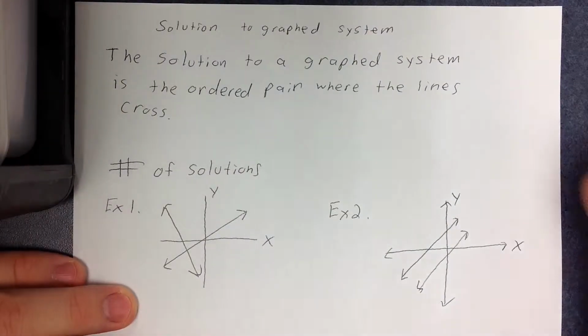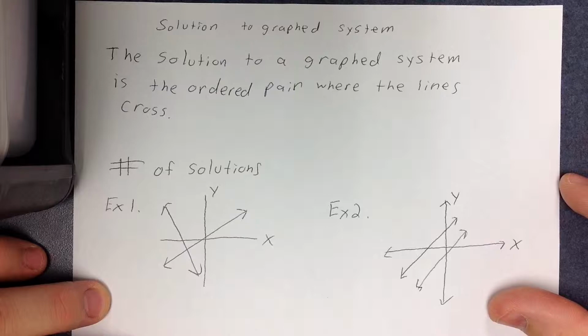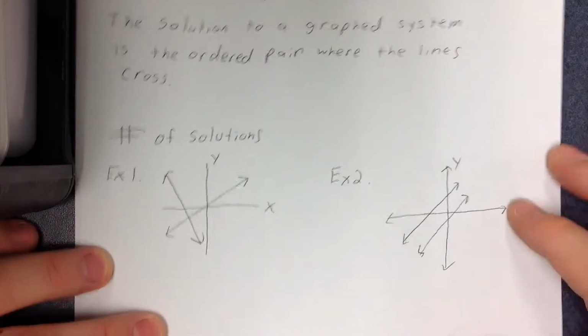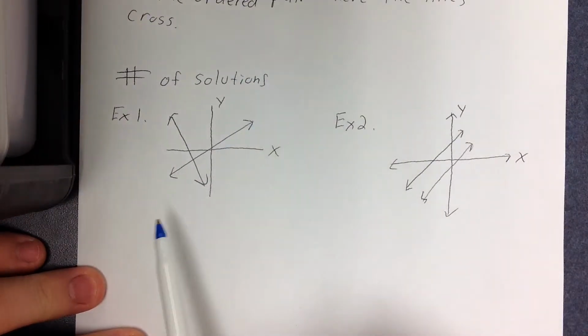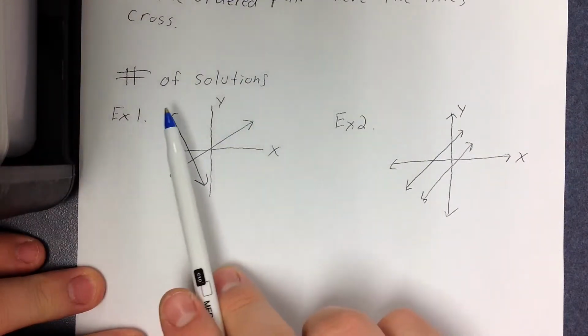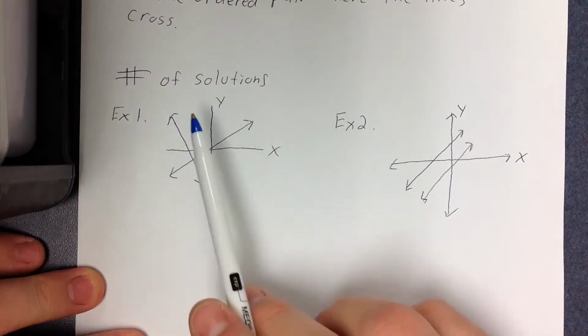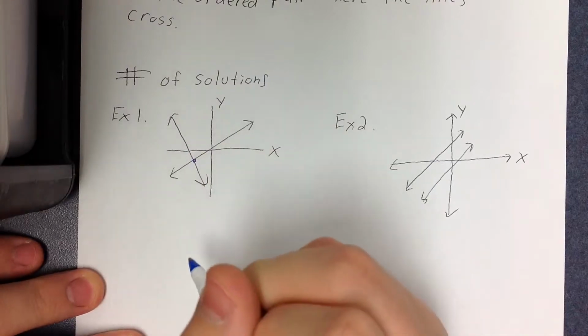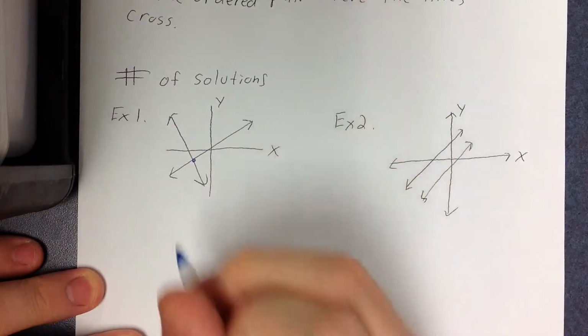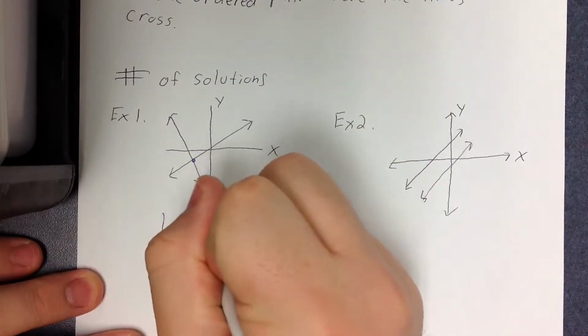Next, we're going to talk about solutions to graphed systems. The solution to a graphed system is the ordered pair where the lines cross. So if we look at a couple of examples here to talk about the number of solutions. If I had this graph system, they cross right here. So they only cross one time, so they have one solution.